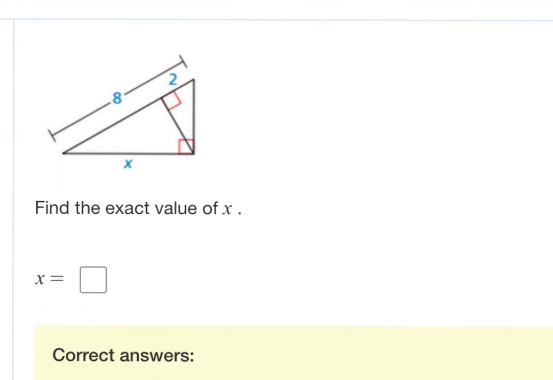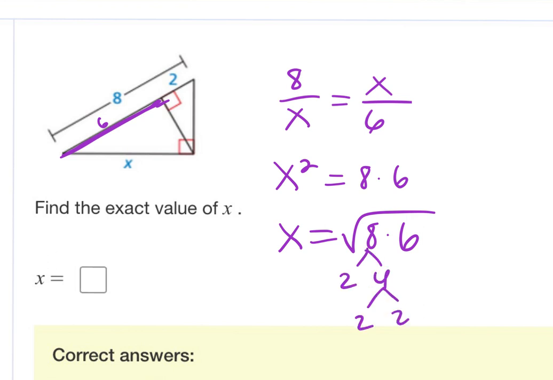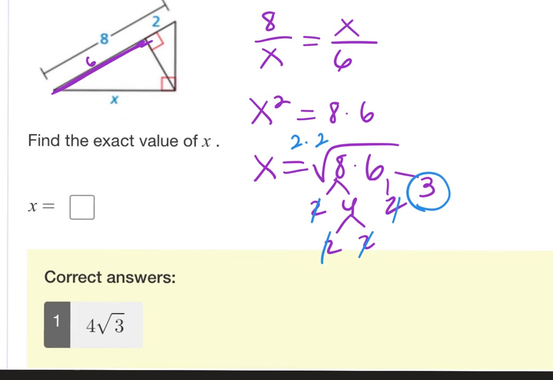So hypotenuse over leg equals leg over segment of the hypotenuse adjacent to the leg, which I don't have, but could figure out by doing what? 8 minus 2? 8 minus 2 is 6. x squared equals 8 times 6, square root. Don't multiply it and then have to break it back down. Just keep going. That's 2. That's 2. The 3 stays underneath.